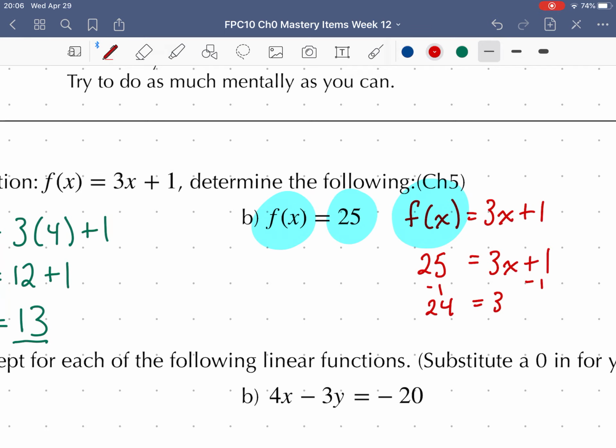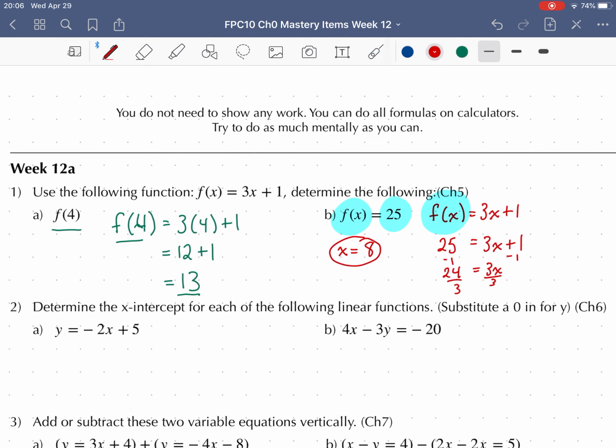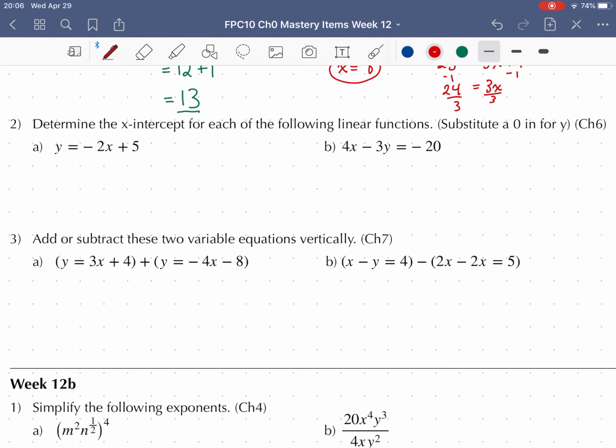So I take away 1 from both sides. I get 24 is equal to 3x. Divide both sides by 3. And I'm just going to write over here to the left, I get x is equal to 8. So when I put 8 into the function, I will get 25 as the result.